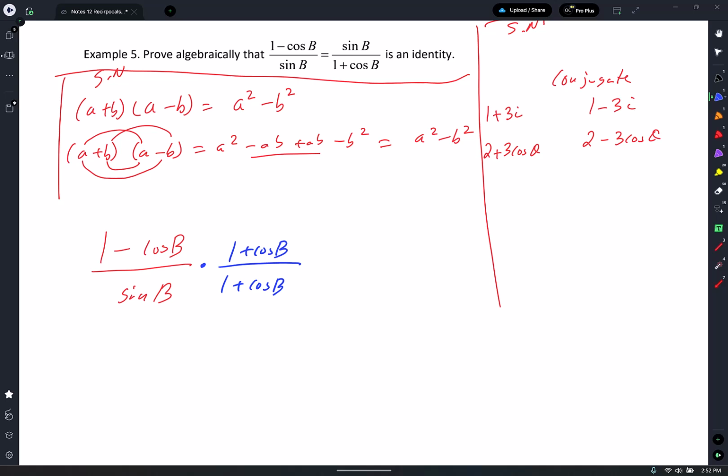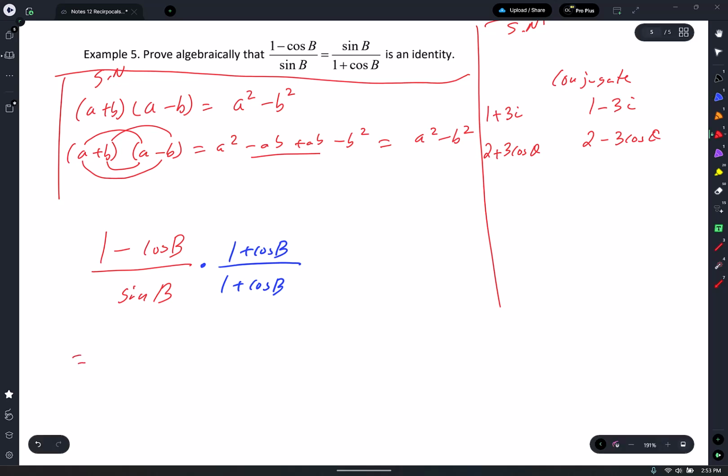Because when I multiply like this, this is like the difference of squares. I'm going to have 1 minus cosine squared b, which is what I want. And 1 plus cosine b over 1 plus cosine b, that's just 1, because I have the same thing in the numerator and the denominator. Anytime you multiply anything by 1, it's just itself. So don't be a robot. So what is that going to give you?